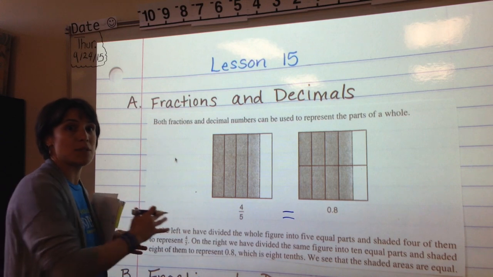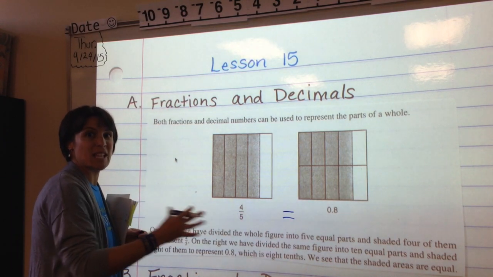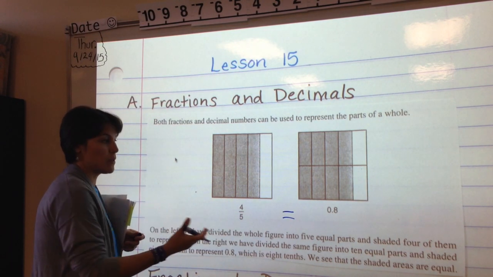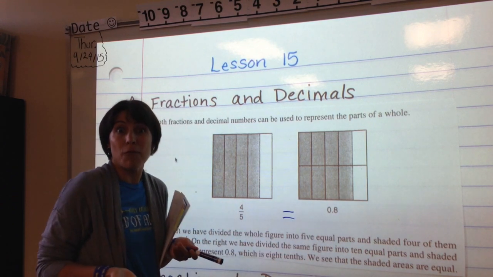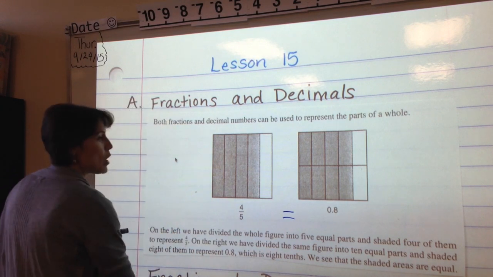All right? Decimals and fractions are friends. They're basically the same thing twice. Sometimes you represent it in fraction form. Sometimes you represent parts of a whole in decimal form. All right, easy peasy. Moving on.